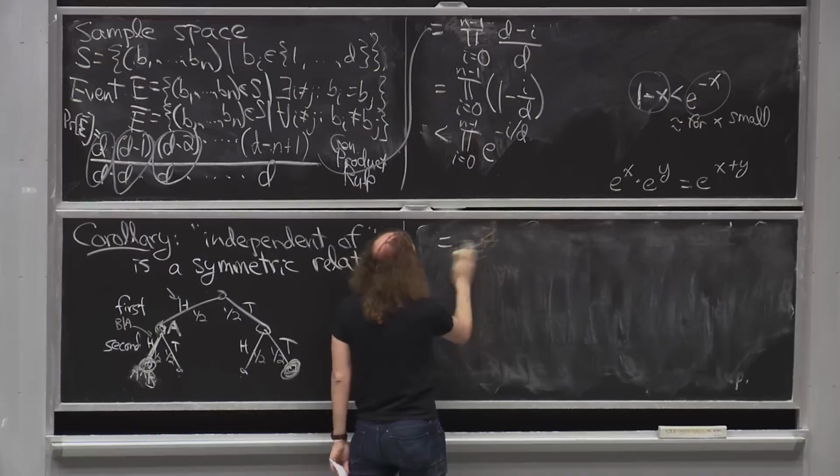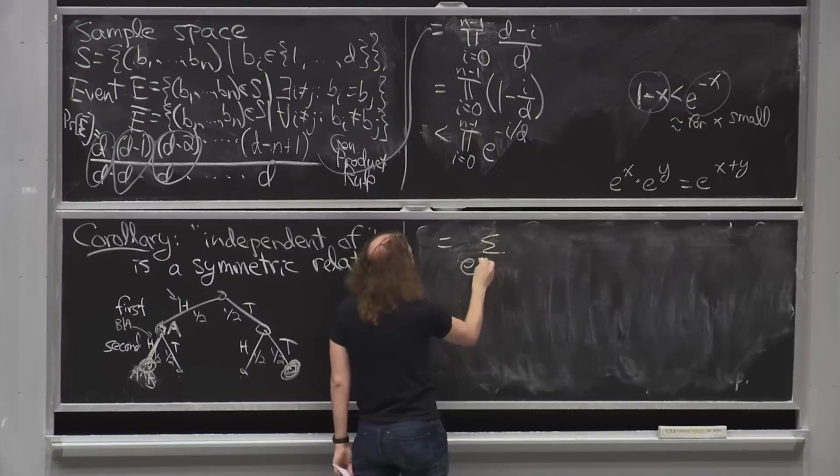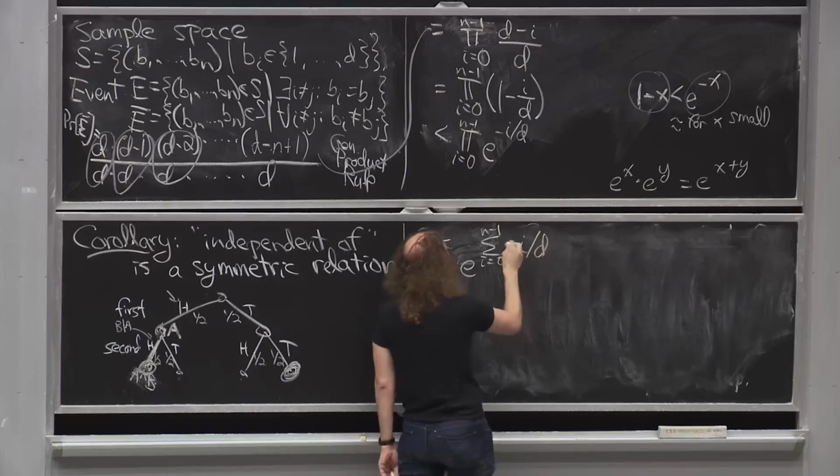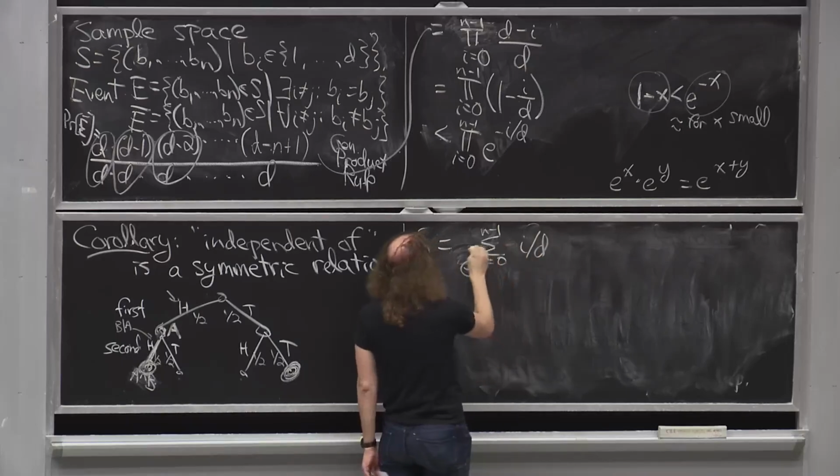I didn't leave myself enough room. E to the sum I equals 0 to n minus 1 of minus I over d, I guess. Maybe I should put the minus out here. It's a little cleaner.